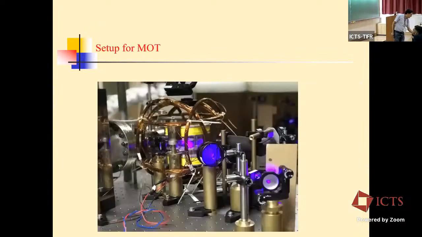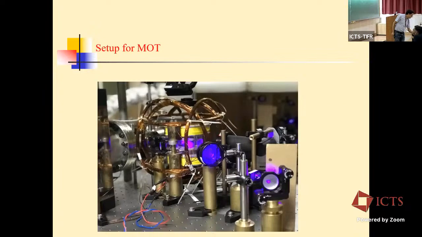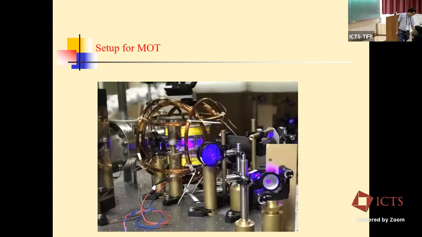And how did we become sure about that? In 3 arms, okay, in 2 arms we put 780 nanometer, and in 1 arm we put 420 nanometer, and then the MOT was coming. So we were sure that this lambda/4 was very good, and it is working for both. So this is our MOT setup, okay, and then the glass chamber is here.